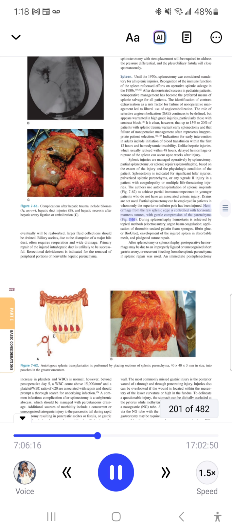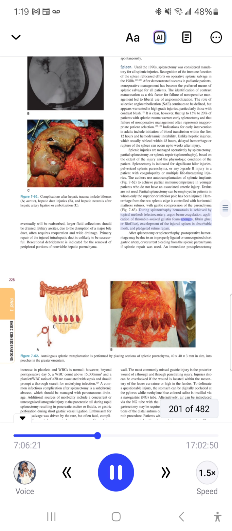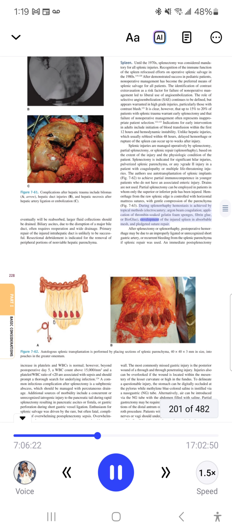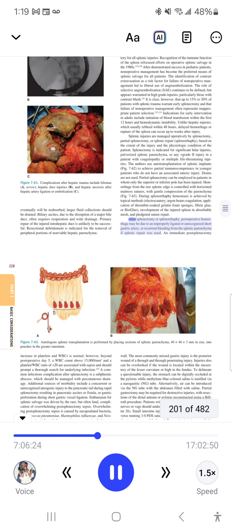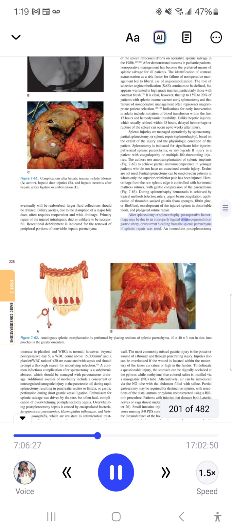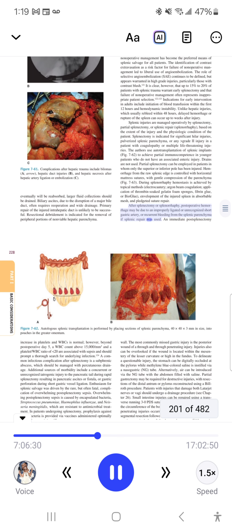Fig. 763. During splenorrhaphy, hemostasis is achieved by topical methods: electrocautery, argon beam coagulation, application of thrombin-soaked gelatin foam sponges, fibrin glue, or bioglue, envelopment of the injured spleen in absorbable mesh, and pledgeted suture repair. After splenectomy or splenorrhaphy, postoperative hemorrhage may be due to an improperly ligated or unrecognized short gastric artery, or recurrent bleeding from the splenic parenchyma if splenic repair was used.